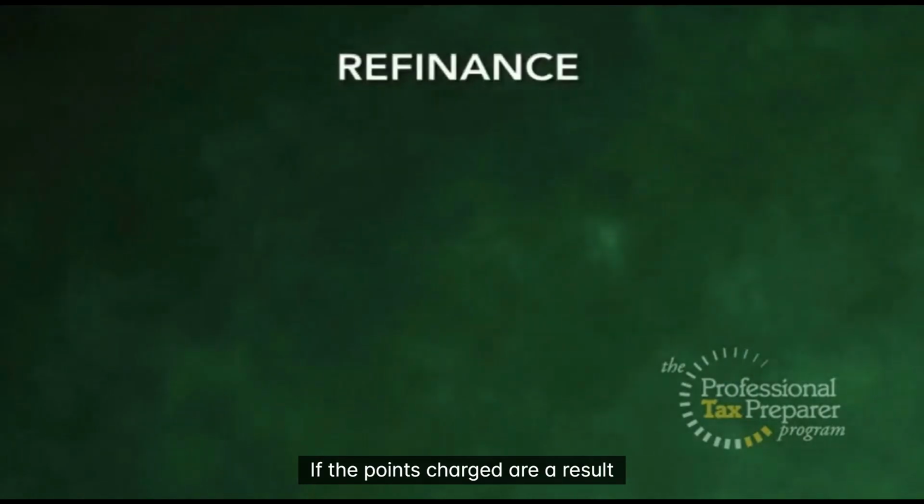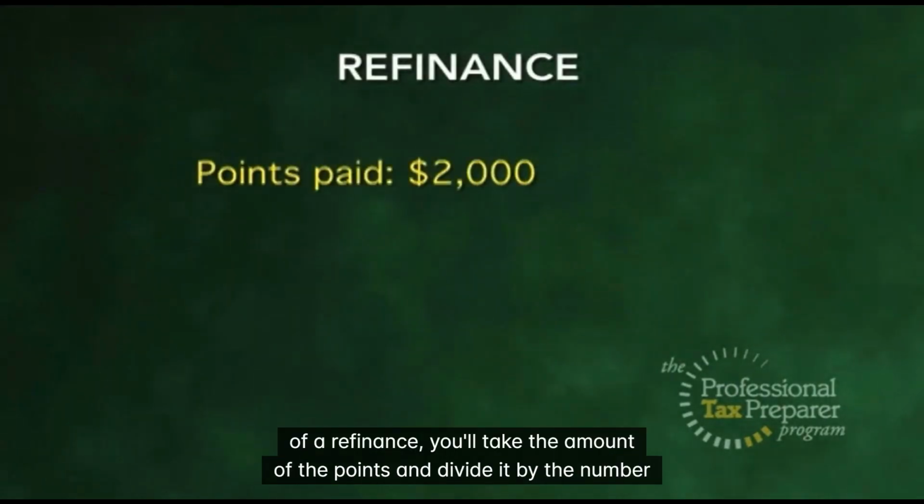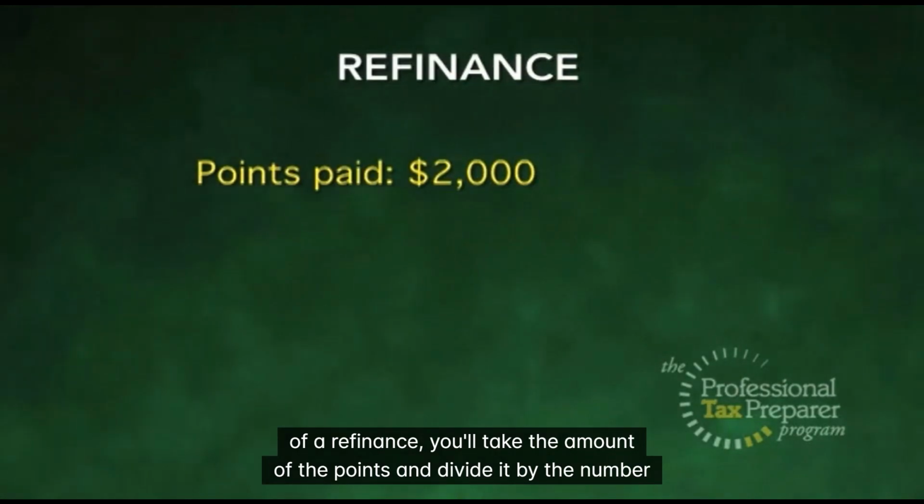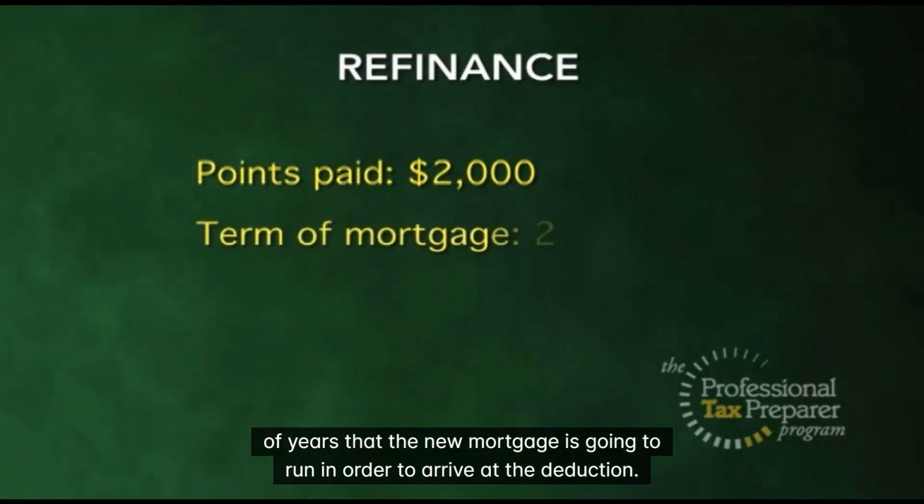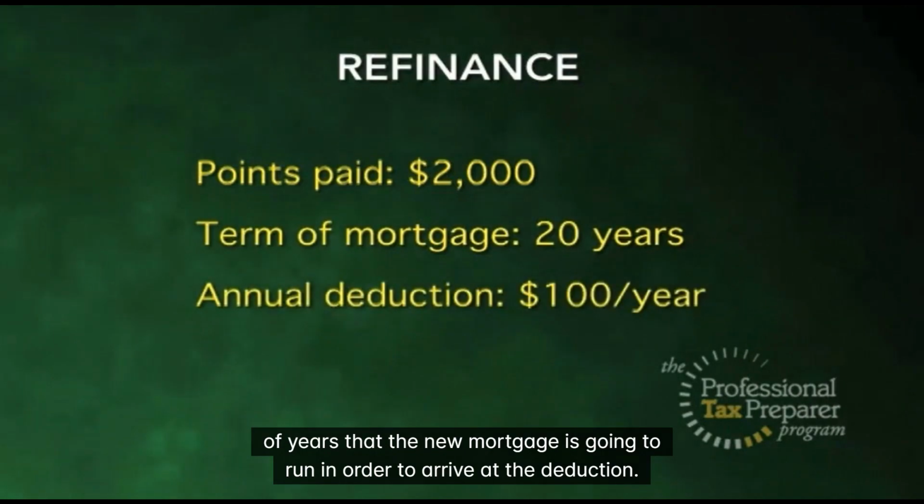If the points charged are a result of a refinance, you'll take the amount of the points and divide it by the number of years that the new mortgage is going to run in order to arrive at the deduction.